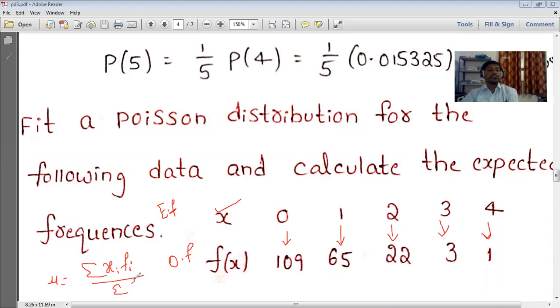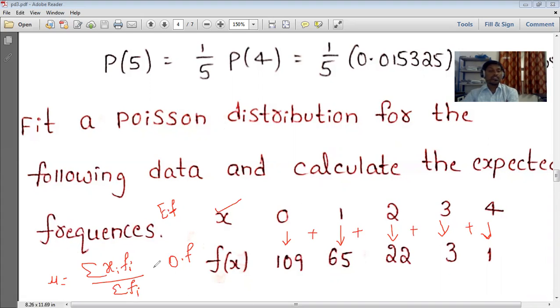So this one we are using, right? They are also the same. First, the sum of xi fi. How will we get this one? We need to multiply and add all these terms. It means 0 into 109 plus 1 into 65 plus 2 into 22 plus 3 into 3 plus 4 into 1.